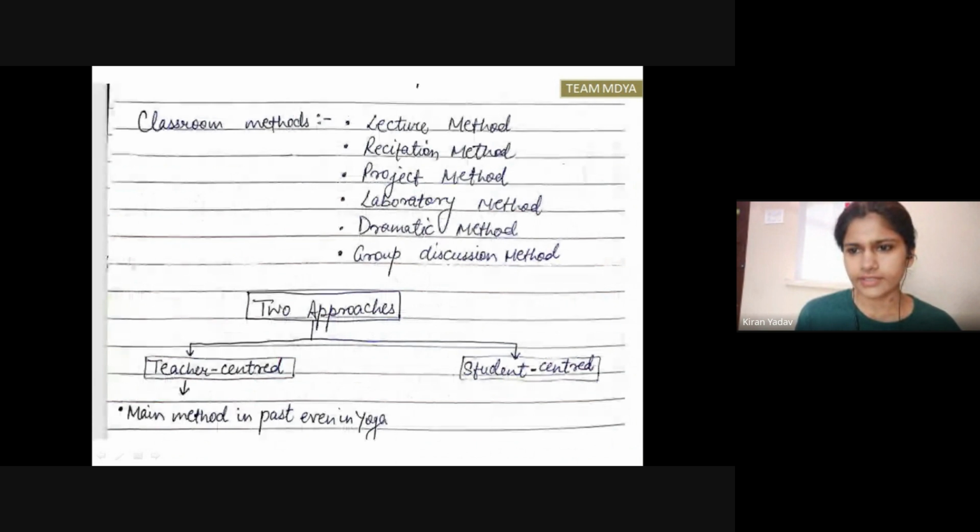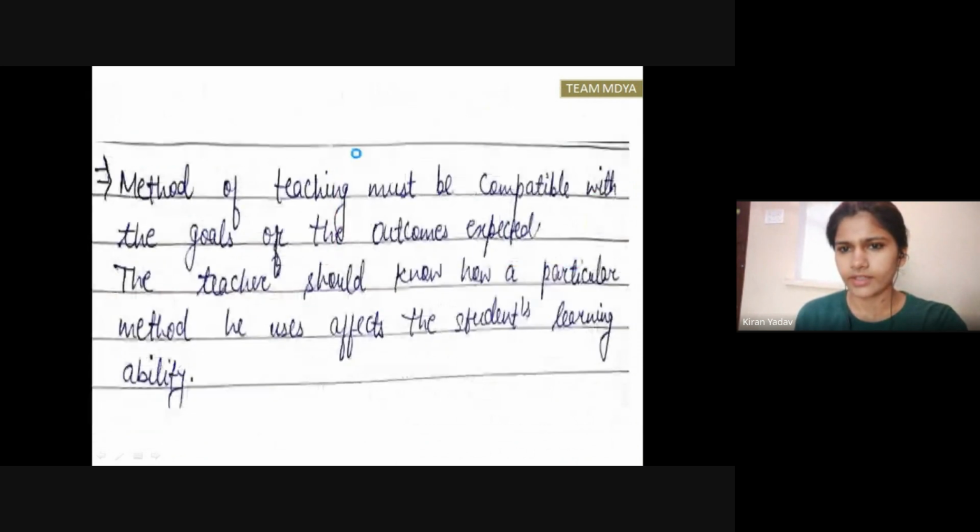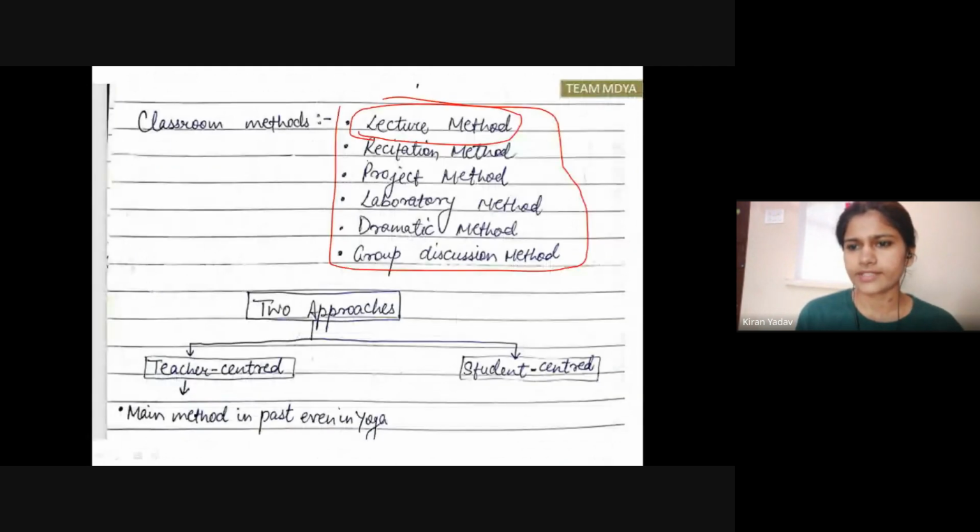Now, next are classroom methods. These are the classroom methods that are given in the book. Lecture method. We will study the lecture method in detail because it's given in the 7 basic methods of teaching. And recitation method, what is it? The recitation method is used in those subjects which require memorization. For example, if you have a yoga sutra class, we use the recitation method where the teacher recites and then you repeat it, and through that you learn.